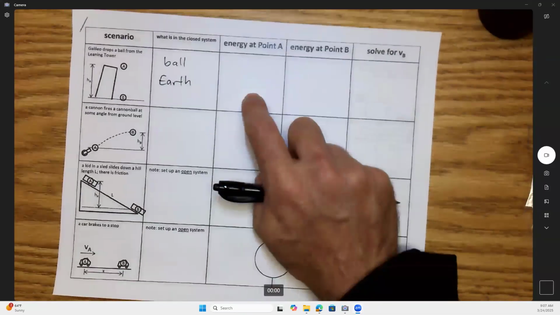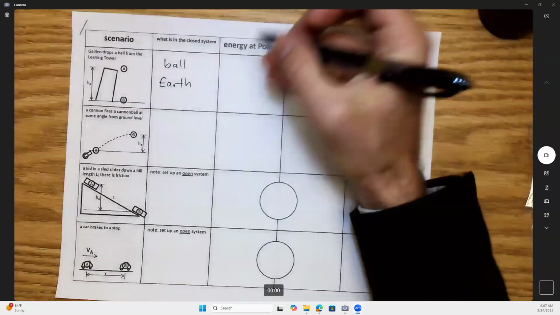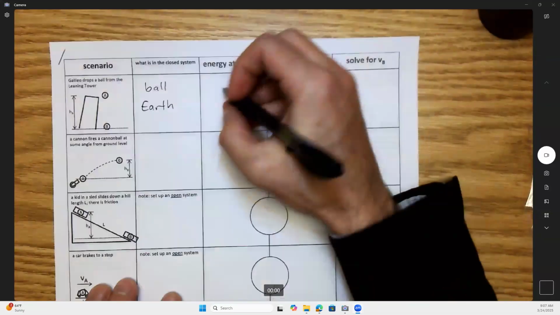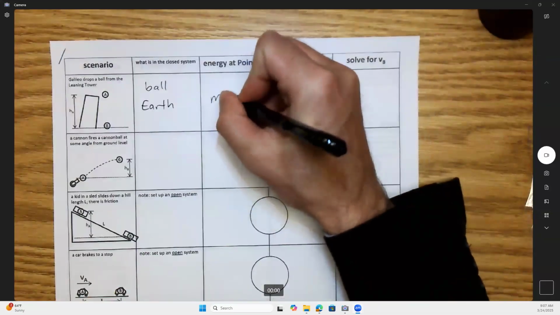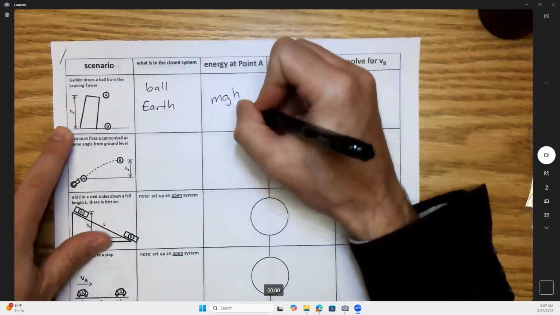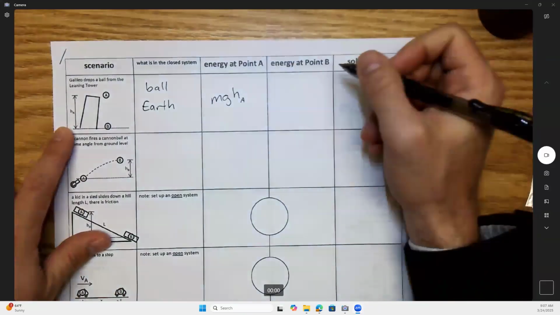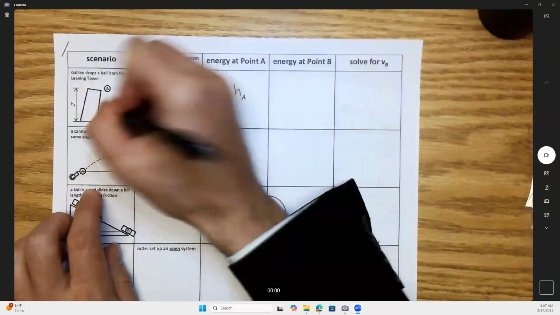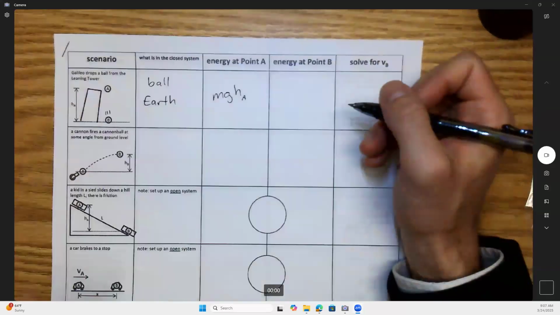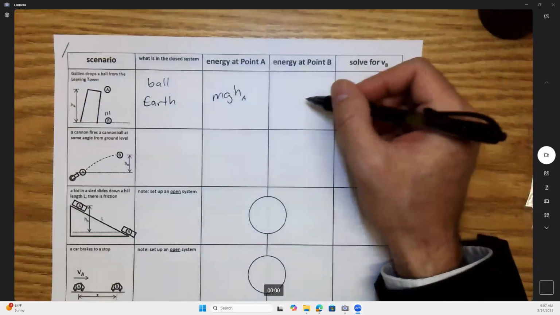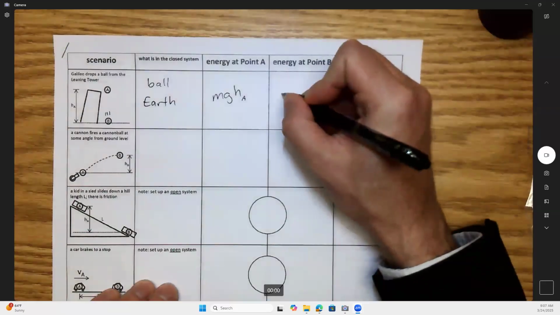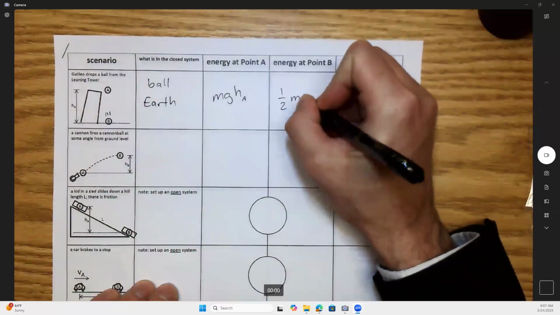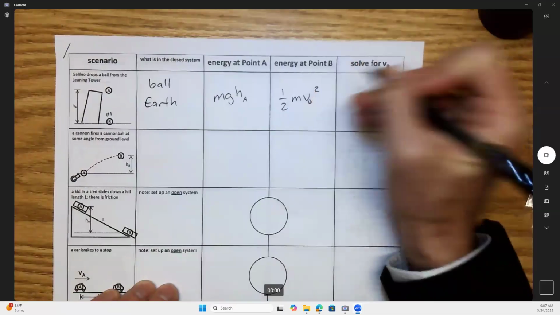Okay. Guys, what type of energy at point A? Gravitational potential energy. And what's the formula for that again? mgh. Yeah. Got a little subscript A there, maybe. And then at point B, let's say it's like a millimeter above the ground. It hasn't quite hit the ground. What type of energy at point B? Kinetic. And what's the formula for that? 1/2 mv squared. That would be at point B.